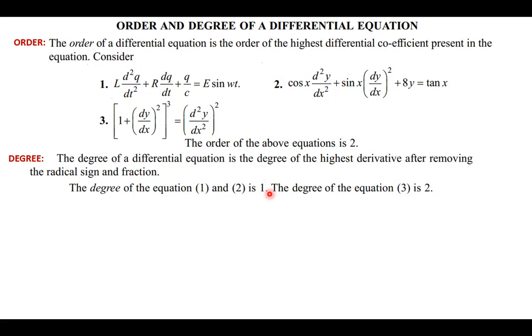And then the degree of equation 3 is 2. Why? Because 2 is the power of d2y/dx2. So if there was d3y/dx3, we would have gotten the power of that to be our degree.